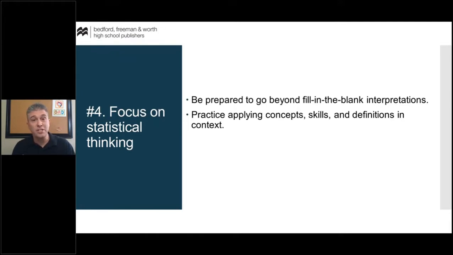Same thing if you're describing a distribution or comparing a distribution, or describing an experiment or a sampling plan, talk about the variable names. That's a great way to earn credit for context.